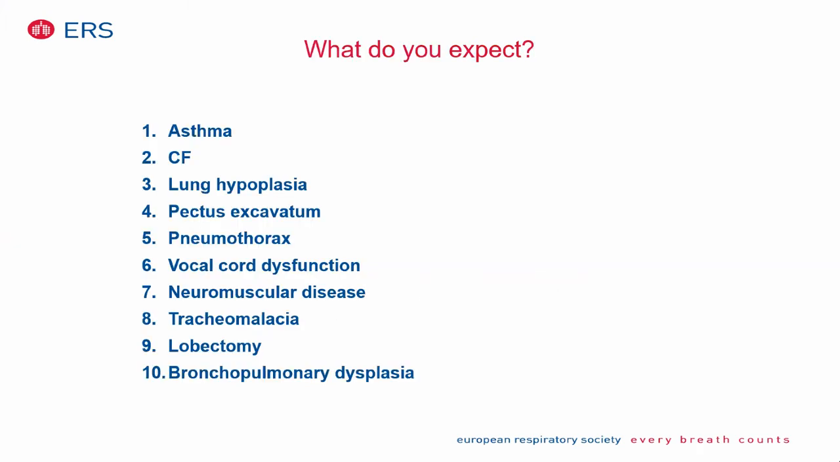So this is not a poll really to take, it's just so that you think a little bit with me of these two large patterns that you have. In asthma, you will have an obstructive pattern, as said. In CF also an obstruction. In lung hypoplasia, this would be restrictive. Pectus excavatum, also restriction. Pneumothorax, the same. You have basically small volumes that you can mobilize.